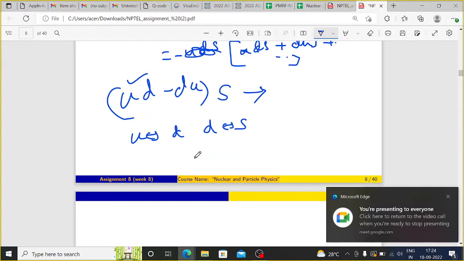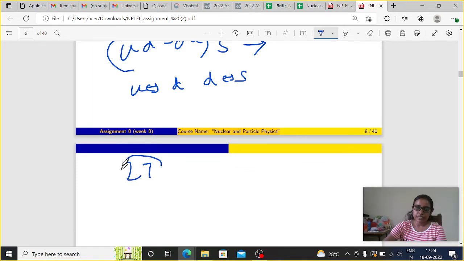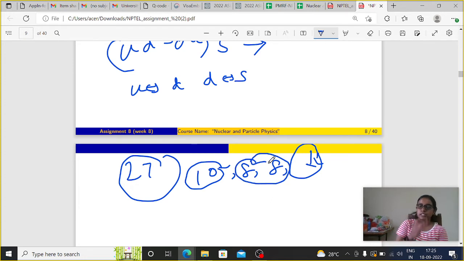okay. So by that type of rule or by that type of configuration, among those 27 states, we can make 10, 8, 8 and 1, where all the 10 will be fully symmetric, this 1 will be fully antisymmetric, and these 8 and 8 will be mixed symmetric. Mixed symmetric means one term may be fully symmetric and another term may be fully antisymmetric, but they will be connected by a positive or negative sign. That means there will be a summation or a subtraction between them, so that we can have a mixed symmetric.